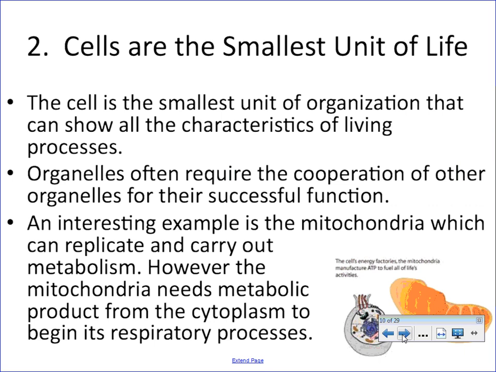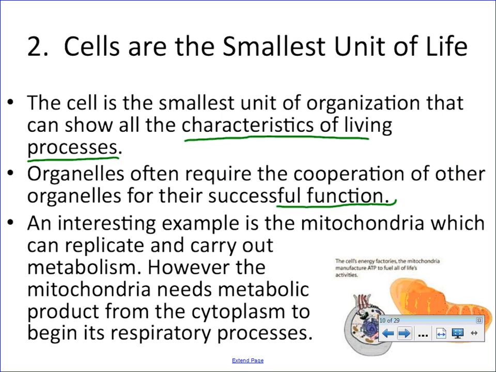So moving on to the second part of cell theory. Cells are the smallest unit of life. So the cell is the smallest unit of organization that can actually show the characteristics of living processes. Organelles often require the cooperation of other organelles for their successful function. So individual organelles are not considered alive or living.